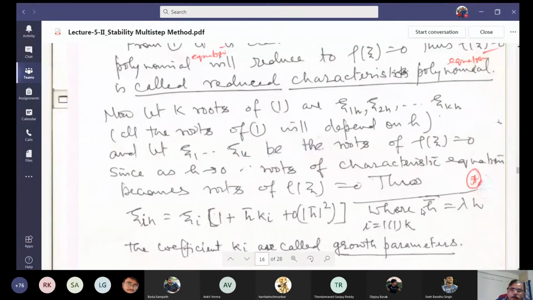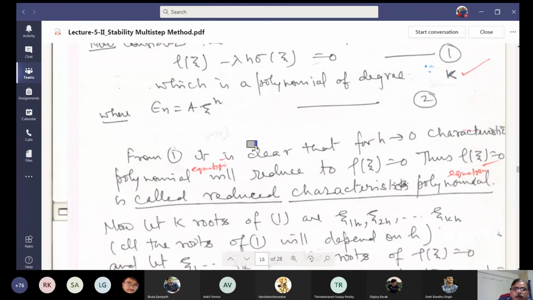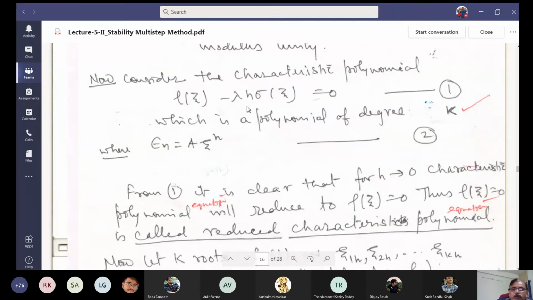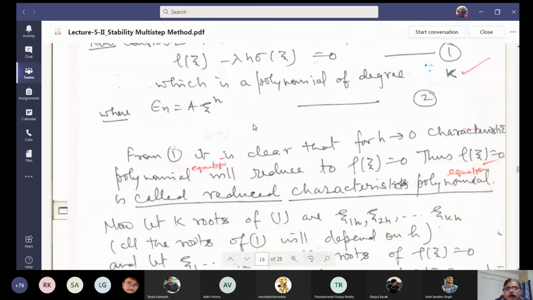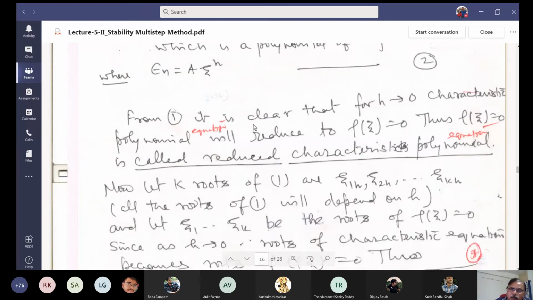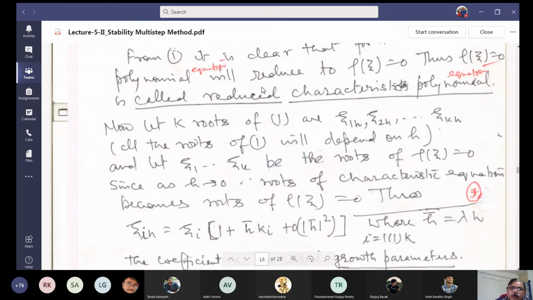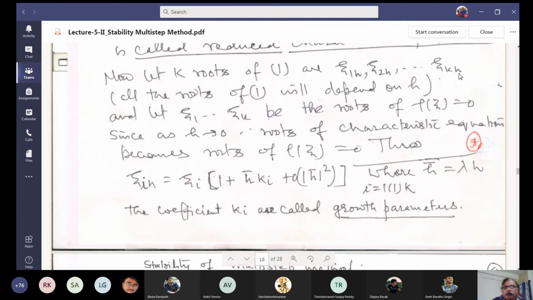Then we'll try to write these roots of the characteristic equation in terms of the roots of the reduced characteristic equation. As h approaches 0, the characteristic equation goes to rho xi equal to 0, because the h term goes off, which means the roots of this as h approaches 0 go to the roots of rho xi equal to 0. So let us say the roots of rho xi equal to 0 are xi1, xi2, up to xin, and the roots of the main characteristic equation are xi1h, xi2h, and xikh. Then how can we write xi h in terms of xi?